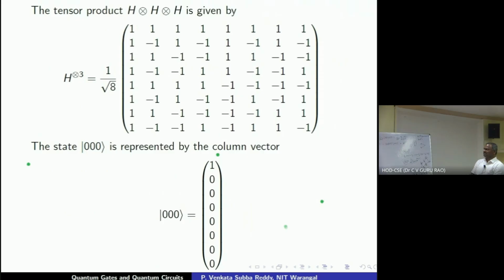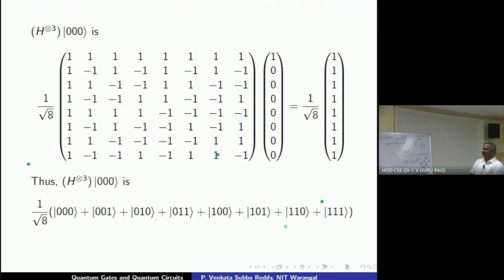Okay. So this is for 3. This is the way we get. This is ket 0, 0. This matrix is an 8 by 8 matrix. If you apply it to all ones, this is the only answer, no?